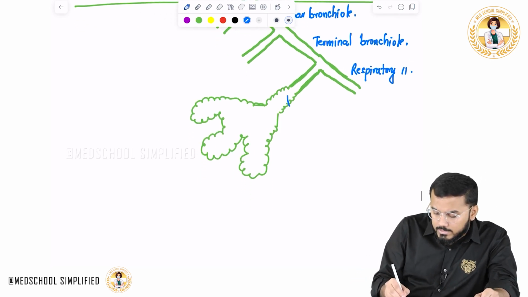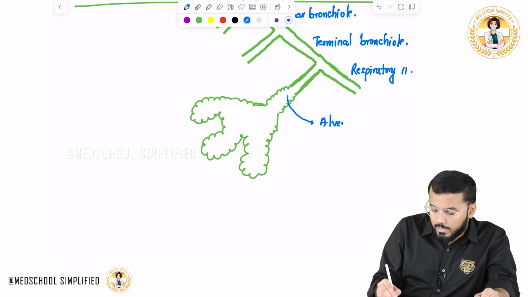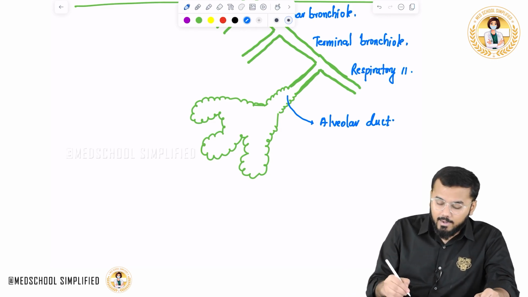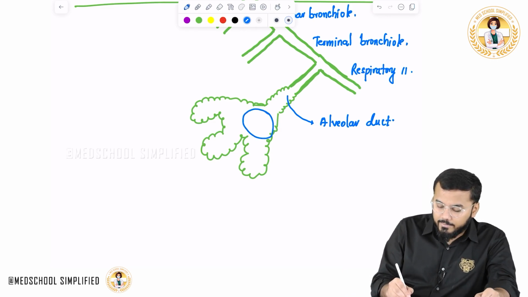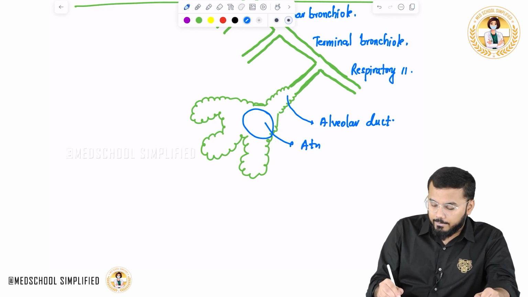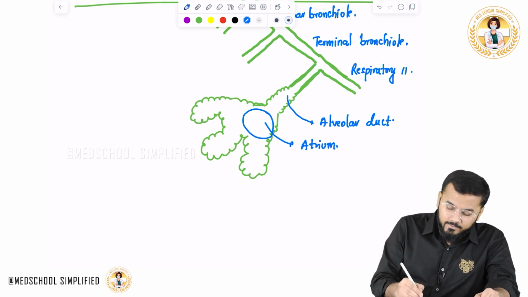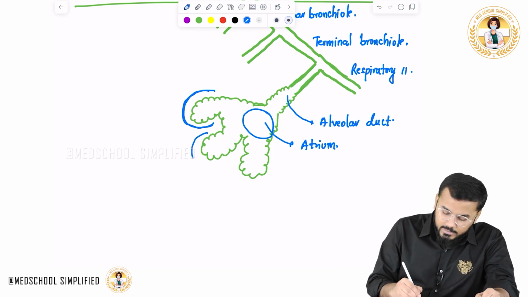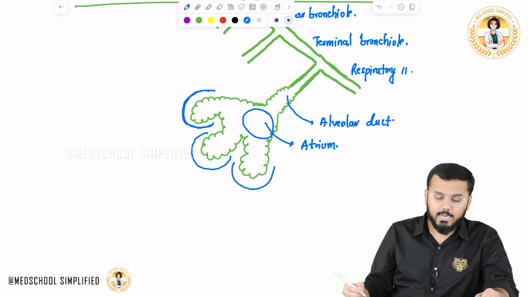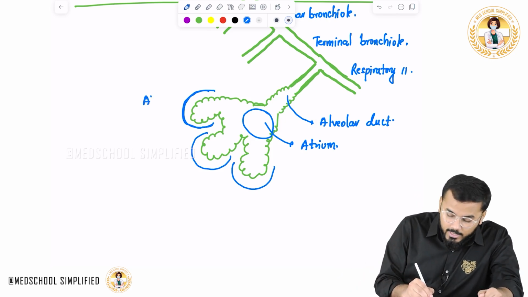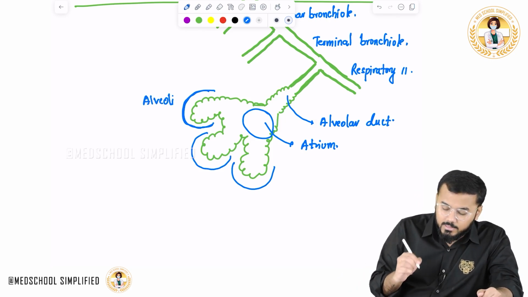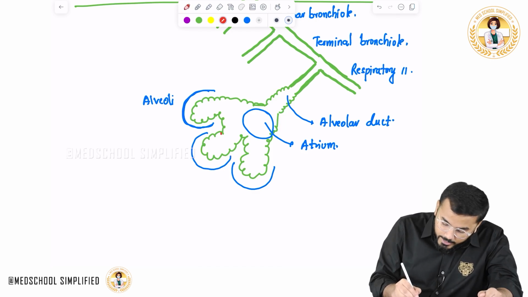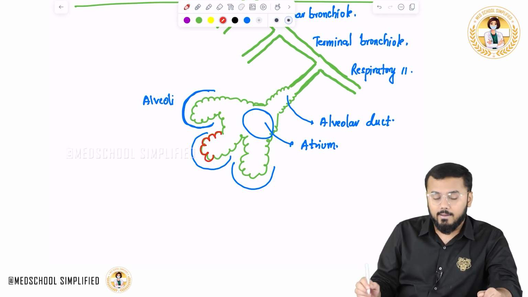All you can see here is called the alveolar duct. The alveolar duct is opening into this wide area which you can see. This is called the atrium. After this atrium, this entire sac-like thing which you can see here, how many sacs are there? There are 3. This entire sac-like thing is called alveoli. And within this alveoli, do you find these minute sacs like this red color thing? Each one is called an alveolar sac.